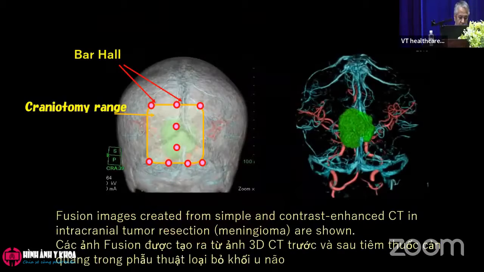A 3D image of craniotomy simulation of meningioma is shown. The square frame shows the anatomy range. The burr hole determines the position to make a hole for opening the head. Veins are shown in blue, arteries in red, and the tumor in green.